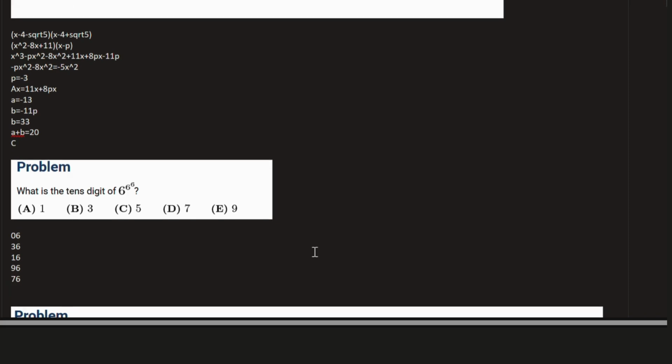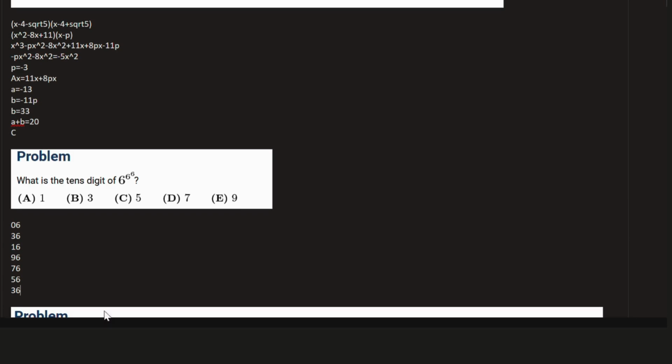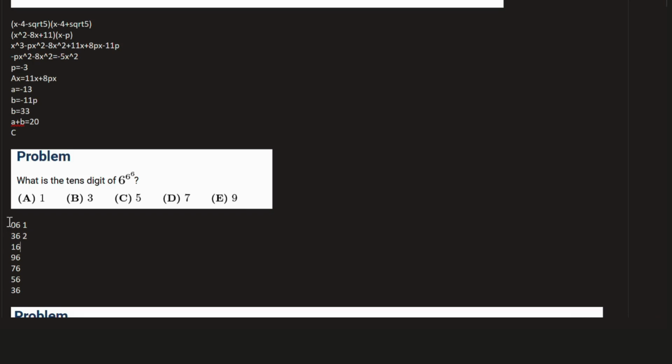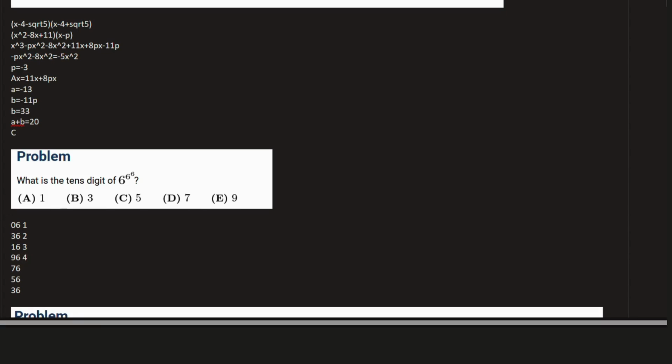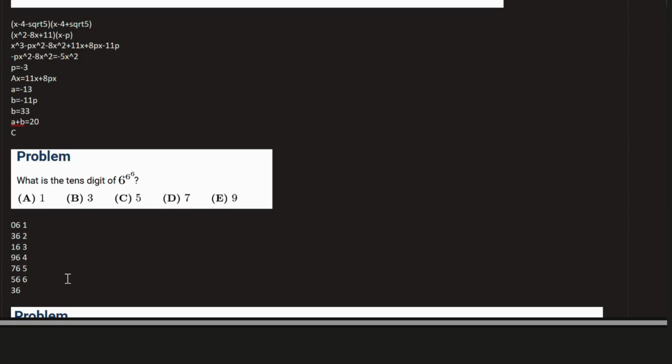76 times 6 gives us 56. 56 times 6 gives us 336, and we work with just 36. And now we notice that this goes back to this. So we know that we can index all of these terms, giving us 1, 2, to the power of 3, power of 4, to the power of 5, to the power of 6, to the power of 7. We know that the second power must always correspond with the seventh power.